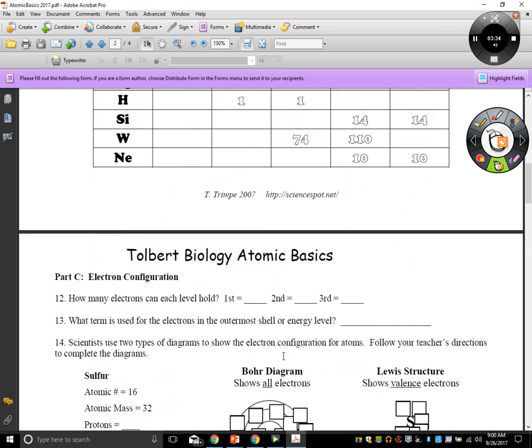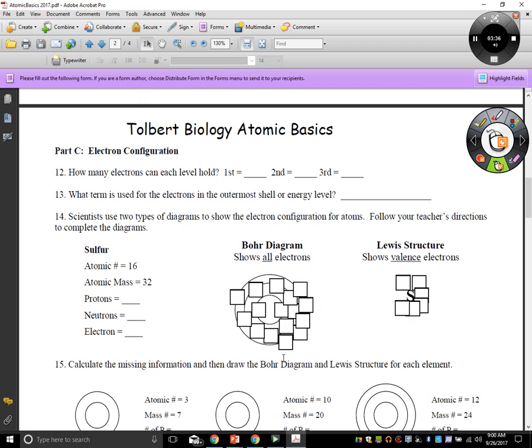And the next thing that we'll have to fill out is this one here. The number of protons for sulfur is 16. The number of electrons is 16. And we have 16 neutrons. The Bohr diagram shows all electrons, 2 on the first, 8 on the second, and the rest go on the third. Lewis dot structure would get the total electrons on the outside.